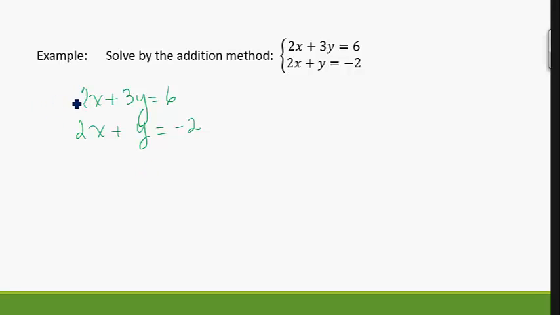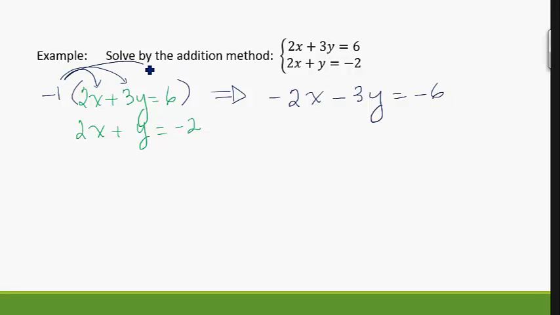So what I could do is multiply one of these equations by a negative 1. Let's see what happens if I multiply this by a negative 1. My new equation becomes negative 2x minus 3y equals negative 6. And notice I distributed it to each term there. And I'm going to leave this bottom equation the same. Sometimes you have to convert both of these, but in this case we don't need to because it works out very nicely.